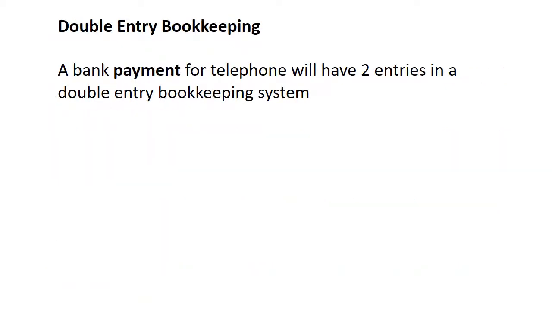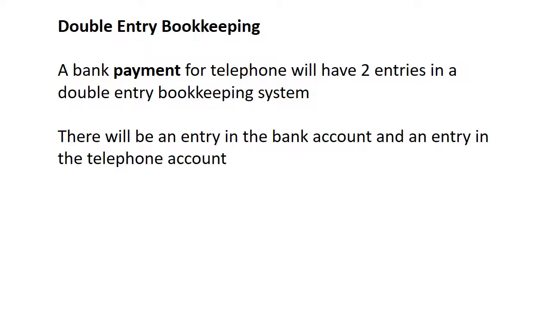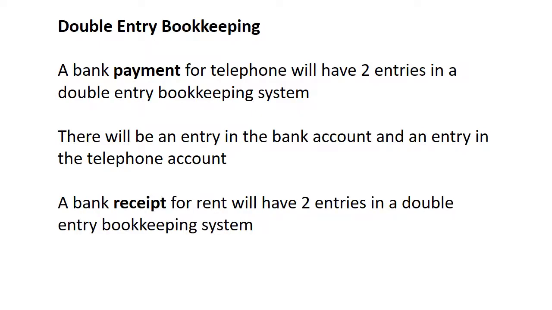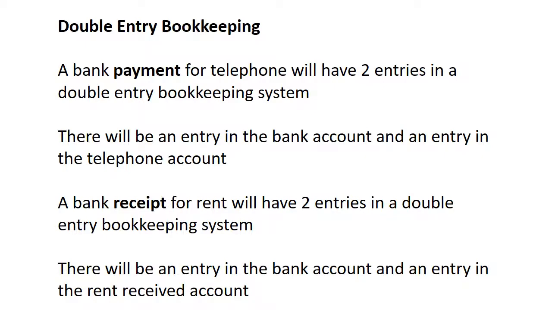A bank payment for telephone will have two entries in a double entry bookkeeping system. There will be an entry in the bank account and an entry in the telephone account. A bank receipt for rent will have two entries in a double entry bookkeeping system. There will be an entry in the bank account and an entry in the rent received account.